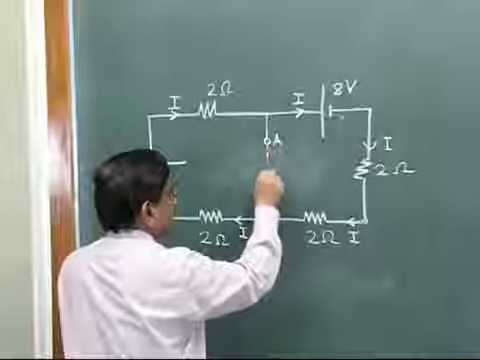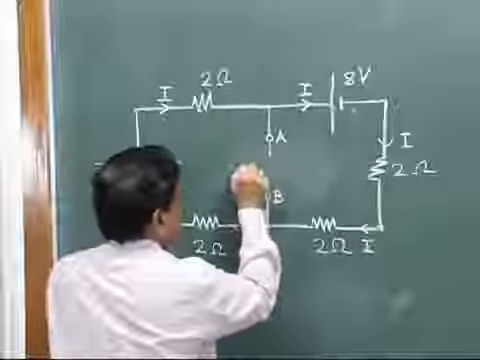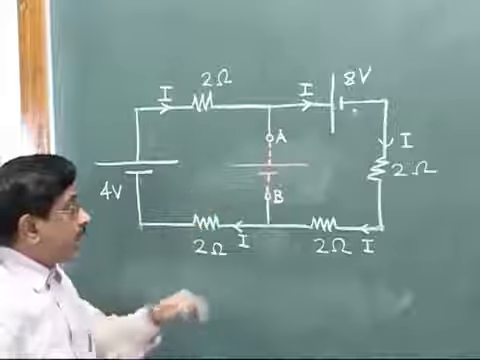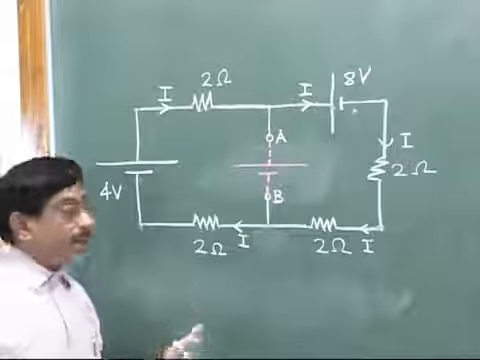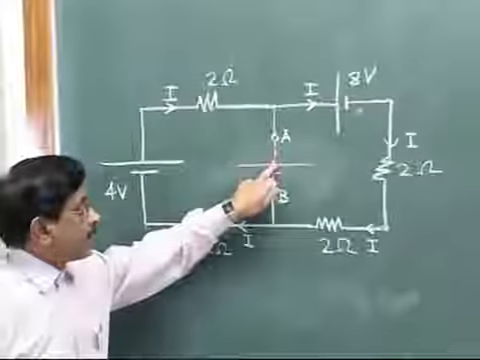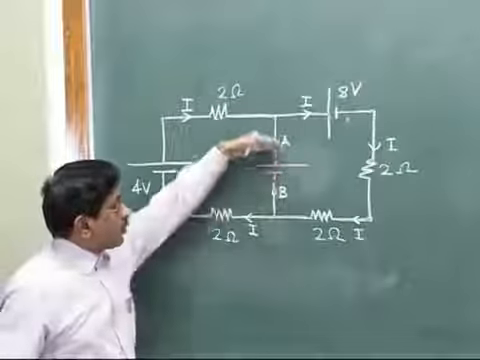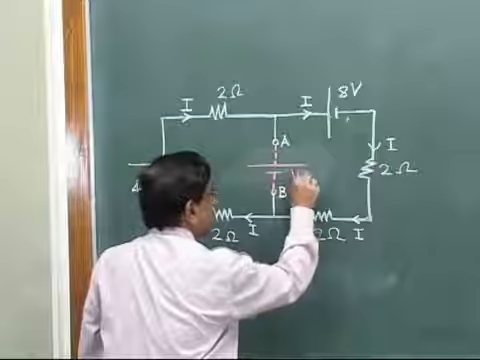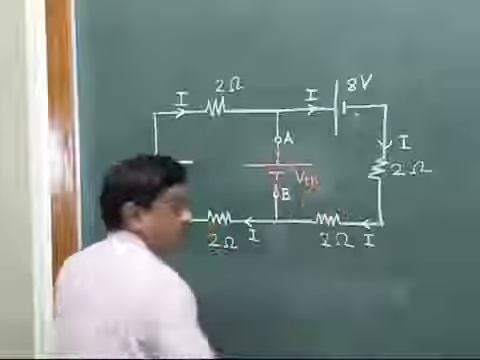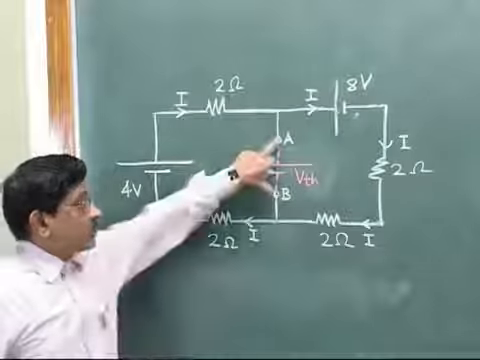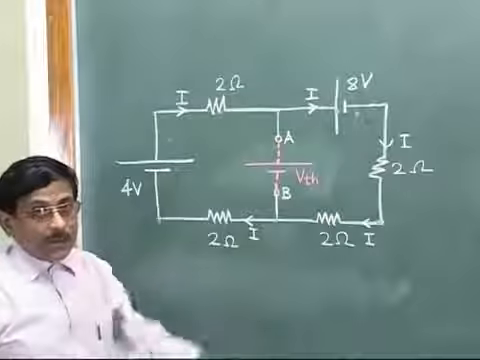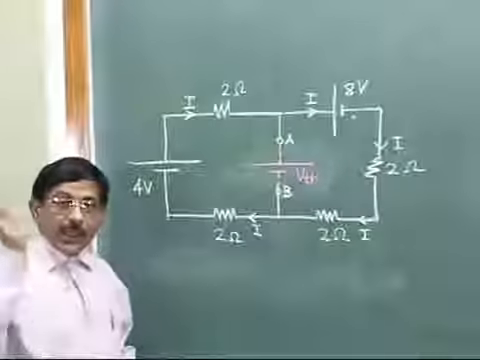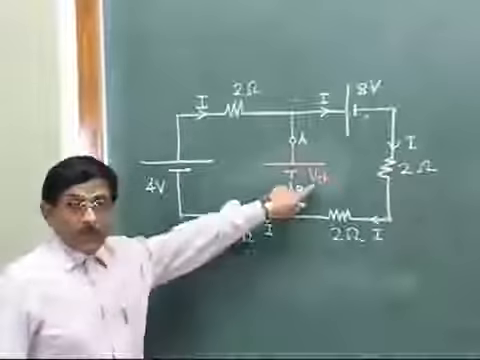Now maybe I show it like this, or maybe I will show it in the opposite manner. You can show it any way: positive to A or positive to B, in any fashion. But here I will write that this is our VTH. Now once we imagine a voltage source across the two open points, what is our next procedure in step 3? Consider any loop that will contain VTH.